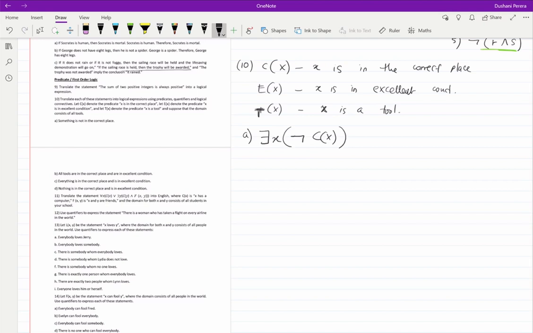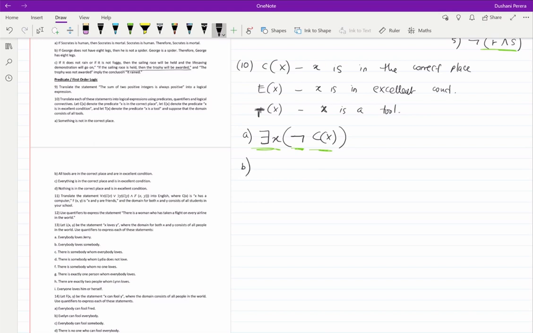X is in the correct place is denoted by Cx. So if x is not in the correct place, then that's given by not Cx. So there's some tool which is not in the correct place. I hope that's clear.